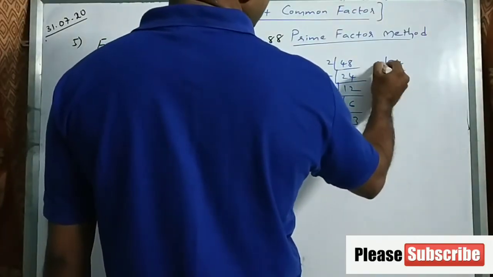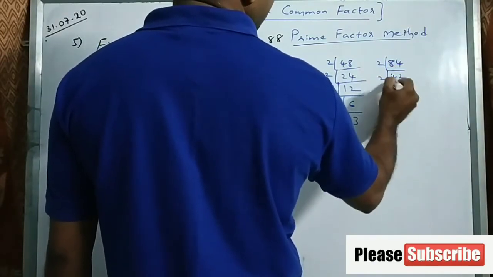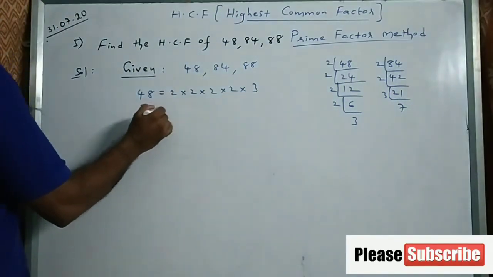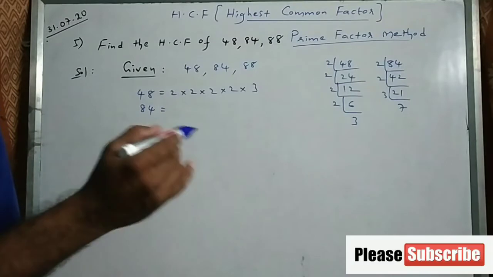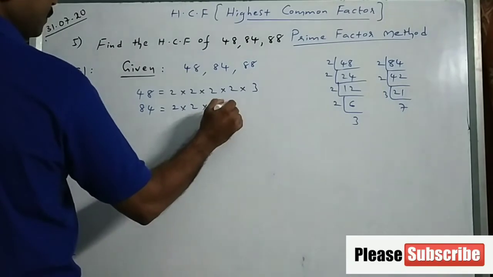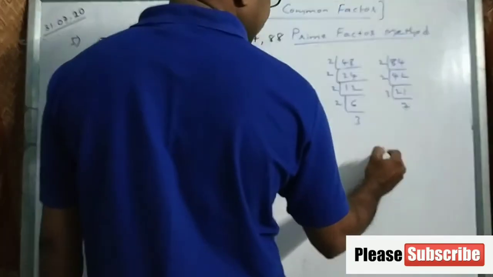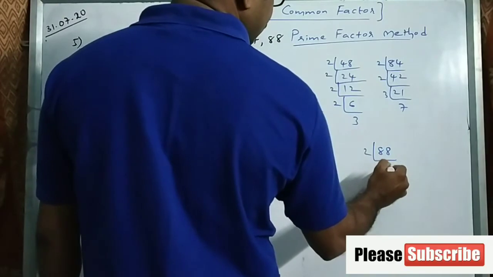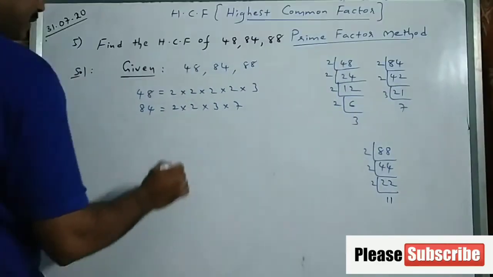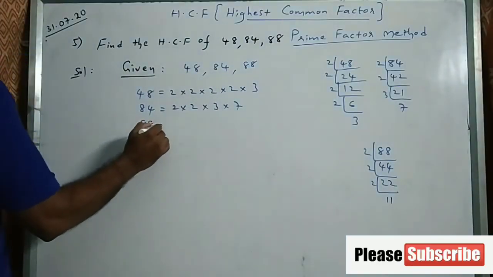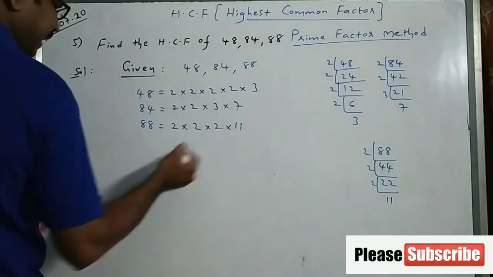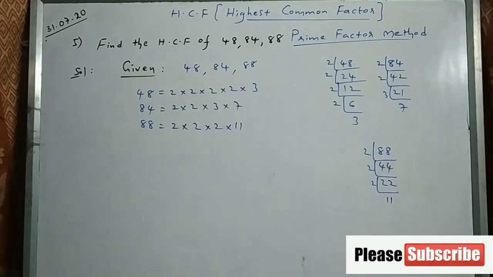84. 2 4s are 8, 2 2s are, 2 1s are, 3 7s are. So 84. Everybody should be perfect in the tables, at least up to 9 tables. Okay. Then only you can do it. 88. 2 4s, 2 2s, 2 11s. Right? So 88 can be written as 2 into 2 into 2 into 11. 2 2s are 4, 2s are 8, 11 8s are 88.